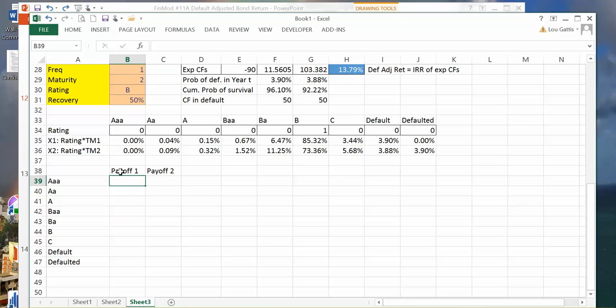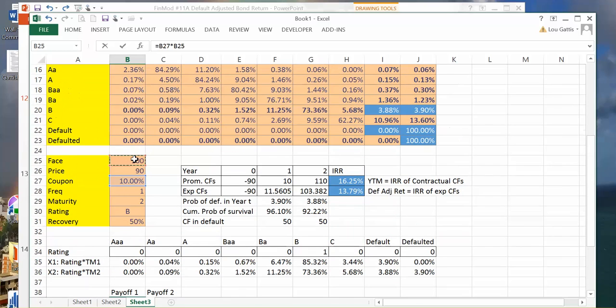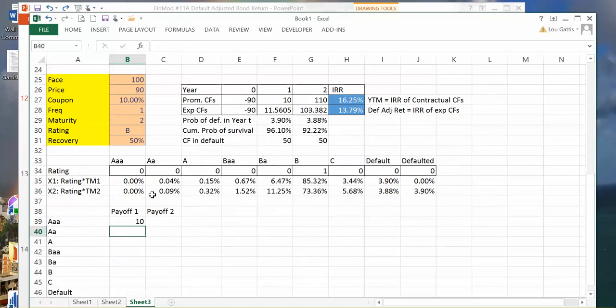So payoff 1 would be the cash flow at year 1 if this bond has any of these ratings. So this is a 2 year bond. So if the bond winds up being a AAA at the end of the first year, I'm just going to get coupon times par. And then I'll just have a link here. As long as the bond doesn't default, I always get my coupon payment.